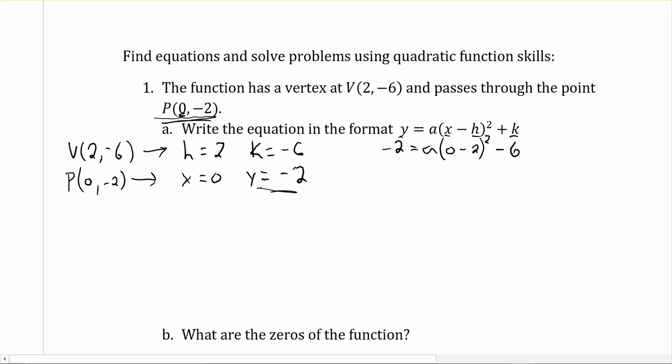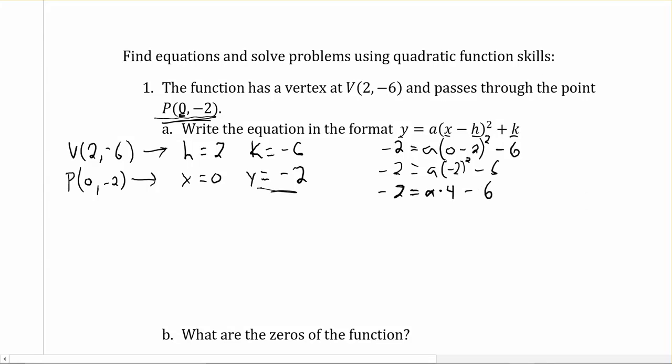So let's simplify this a little bit more. That just turns into -2 is equal to a times (-2) squared, minus 6. It's equal to a. Now, don't mess this up: (-2) squared is 4. So times 4, minus 6.